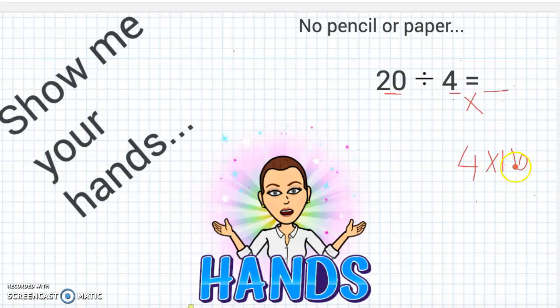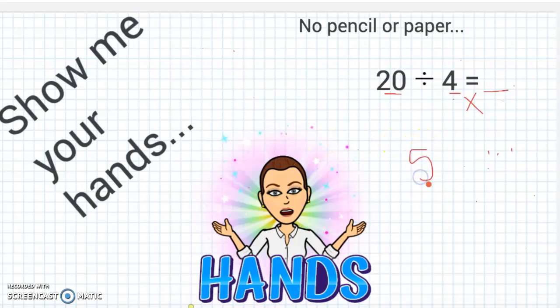So 4 times 4, I already know is 16, and that's too low. Let me go ahead and erase this for a second. None of this was making sense. So I know 4 times 4 is 16, and that's not high enough because I'm looking for the number 20. So I'm going to try 4 times 5 and see if that works.